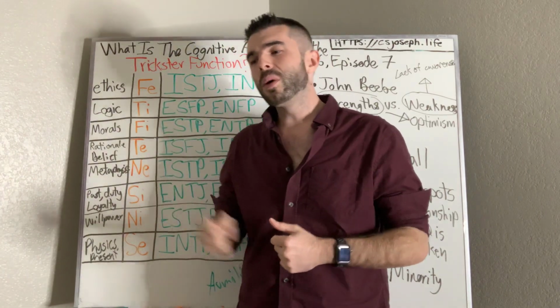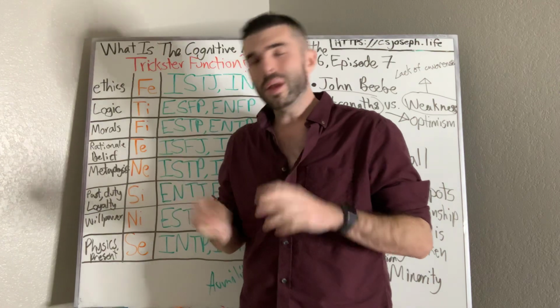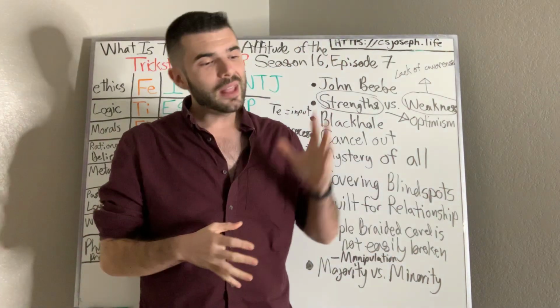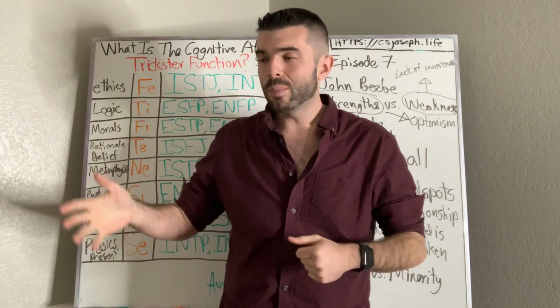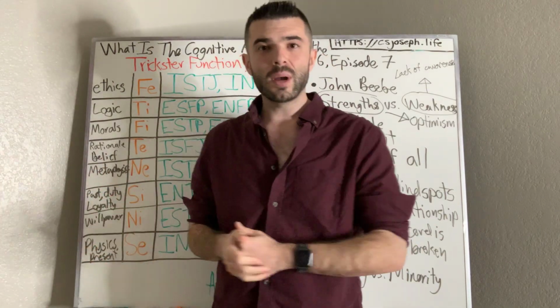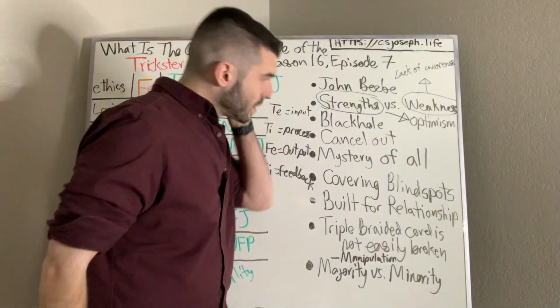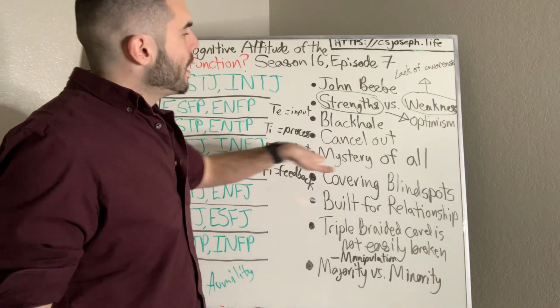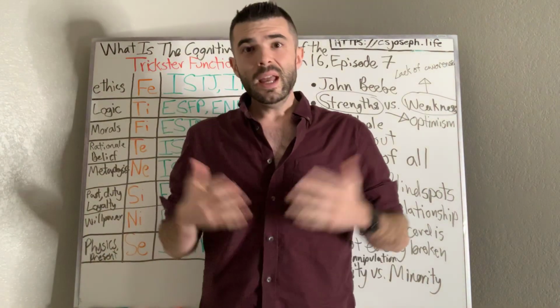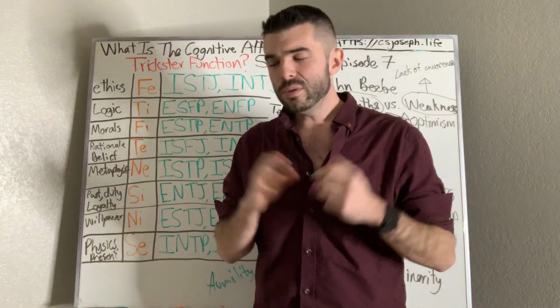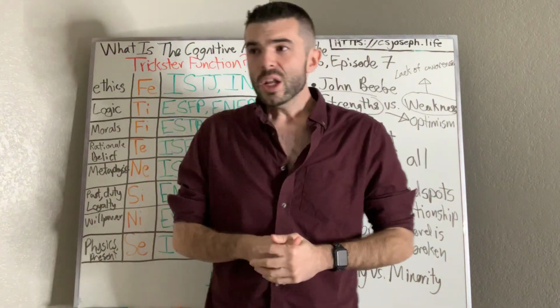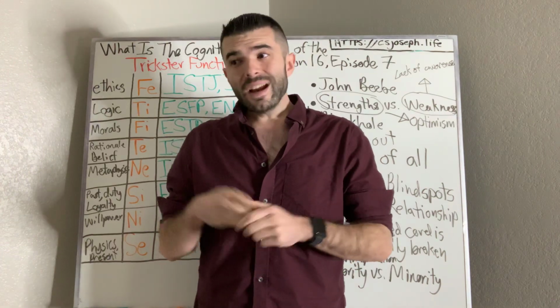Emulation is very important, and you can cover for their blind spots through emulation, or provide their cognitive functions what they need through emulation. Otherwise, bring in a third party to help cover those blind spots, right? Very, very important. So the trickster function is basically a mystery, the mystery of all. And what is the mystery? How do you defeat the trickster function? You don't. It's there for a reason.